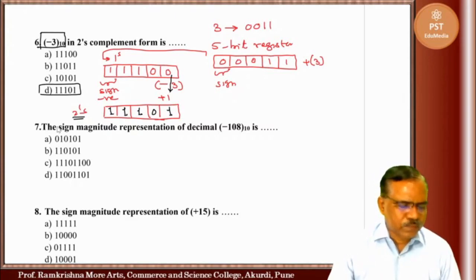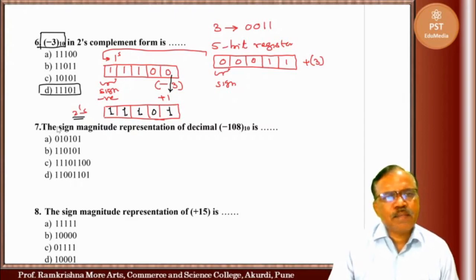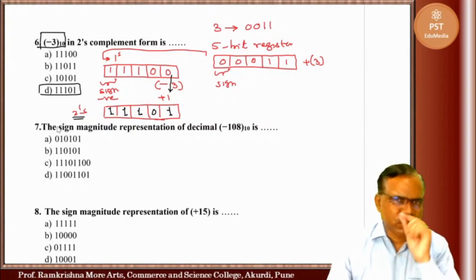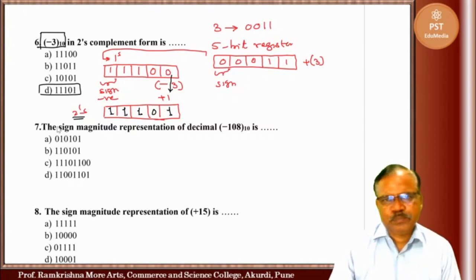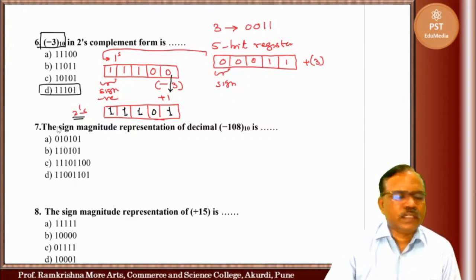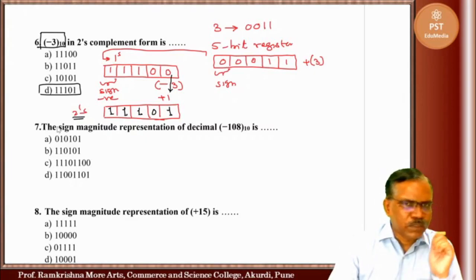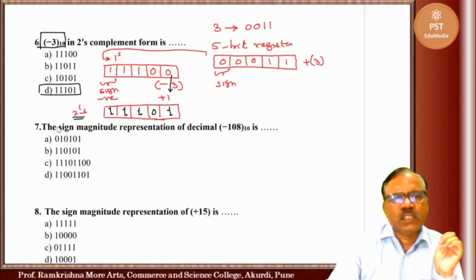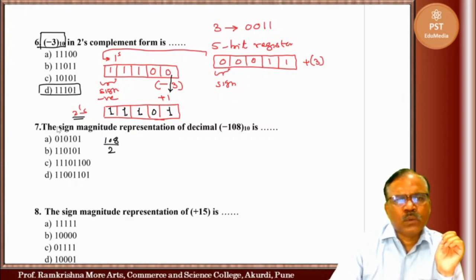Now next one, the sign magnitude representation of decimal minus 108 is asked. Now first we will find the binary of 108. So 108 divided by 2, division is 54, remainder is 0.